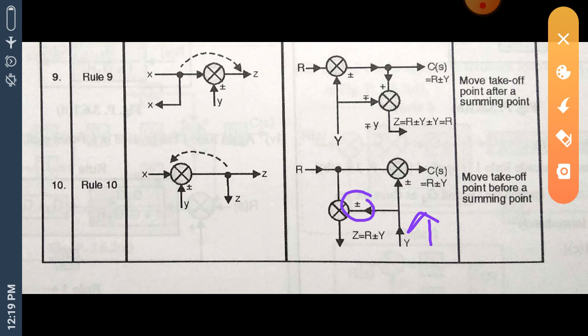So the final output of this particular block diagram will remain equivalent in both cases. So these are the two critical rules which are used for the position change between a summing point and a takeoff point. These are very rarely used rules.